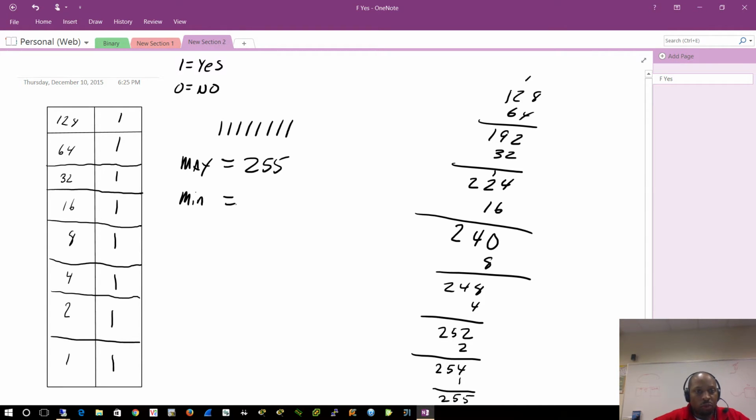Okay, what would be the smallest number we could write? It'd be all zeros, right? All the bits turned off. 0. So with only 8 bits, you can only write a decimal number in the range of 0 to 255. That's important to know, right?